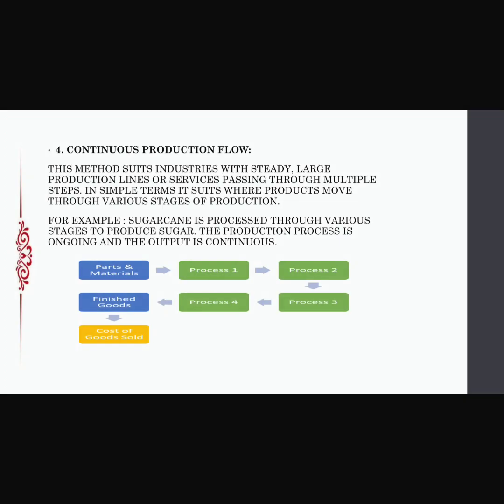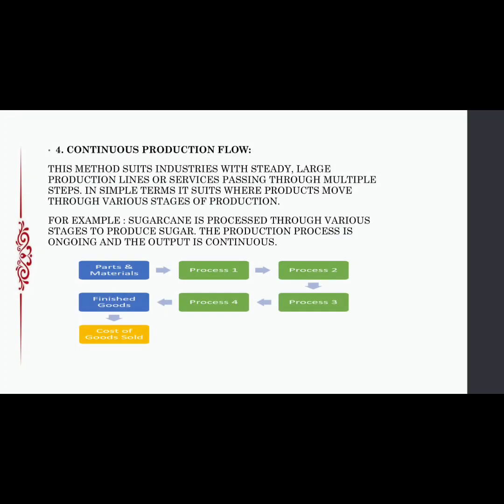The fourth feature is continuous production flow. This method suits industries with steady, large production lines or services passing through multiple steps. In simple terms, it suits where products move through various stages of production. For example, sugarcane is processed through various stages to produce sugar. The production process is ongoing and the output is continuous. In the image below, parts and materials are transferred to process 1, followed by process 2, process 3, process 4, and finished goods and then to cost of goods sold.